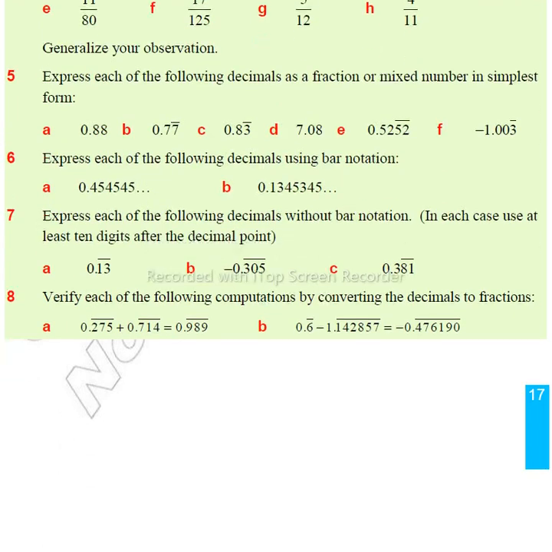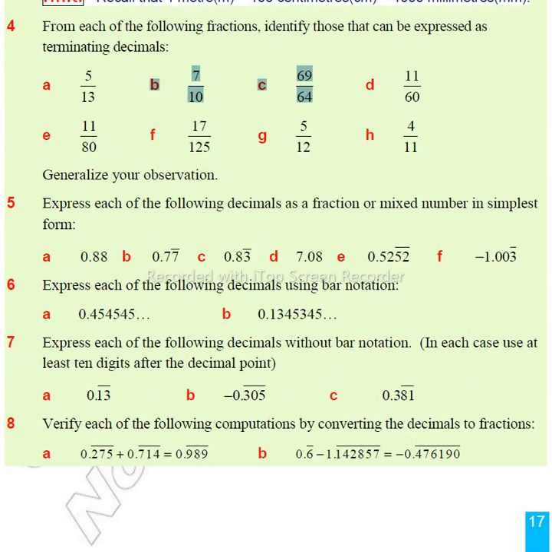Let us continue, and we will start question number 5. Express each of the following decimals as a fraction or mixed number in simplest form. Let us do it simply. We put each number as a fraction and simplify it by dividing, or by simplifying the fraction numbers.